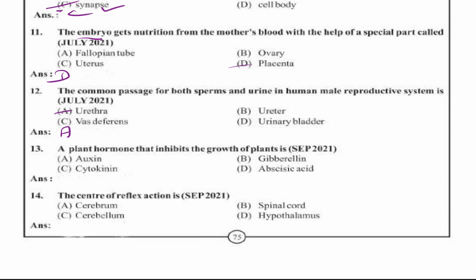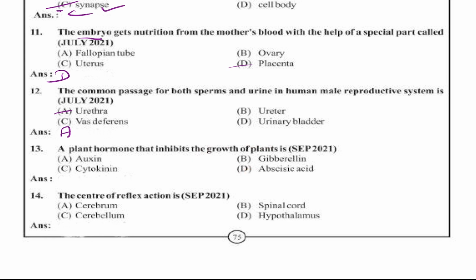Coming to the 13th question. A plant hormone that inhibits the growth of plants. A direct question again. It is option D, abscisic acid. So the correct answer is option D, abscisic acid. Abscisic acid inhibits, which means it reduces or avoids the growth of plants.